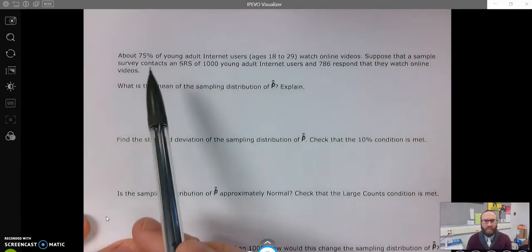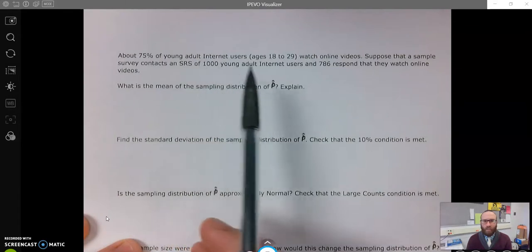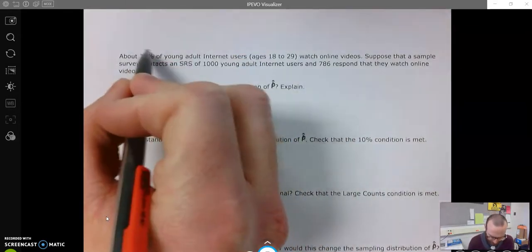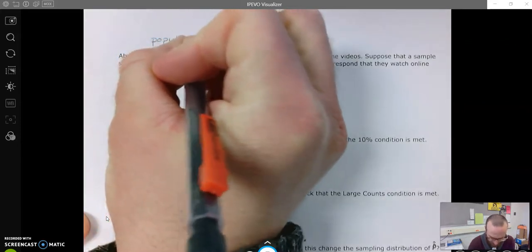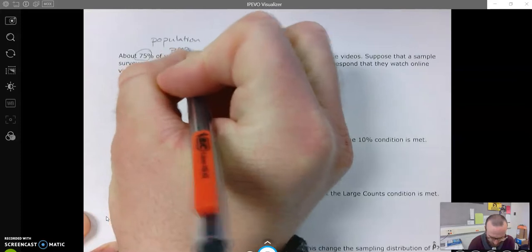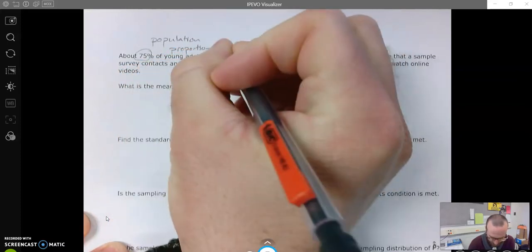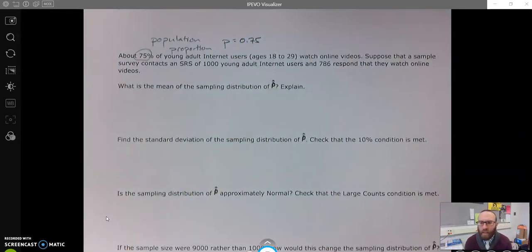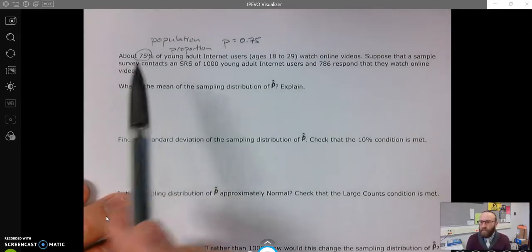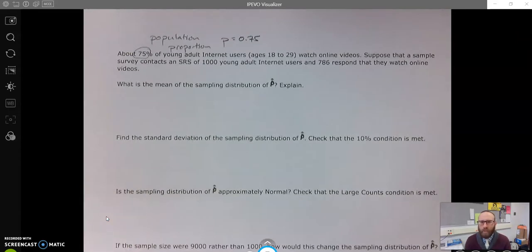Our example says about 75% of young adult internet users watch online videos. This 75% is what we call the population proportion, or P equals 0.75. Now, I don't know where that's coming from, and in the big scheme of this problem, what we're going to do is see whether or not we really trust that number based on our sample, but wherever that is, that's what we're treating as a population proportion.